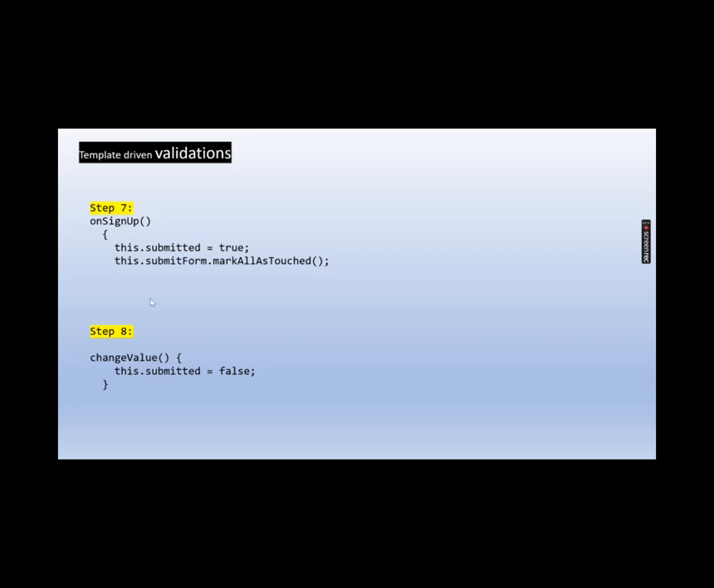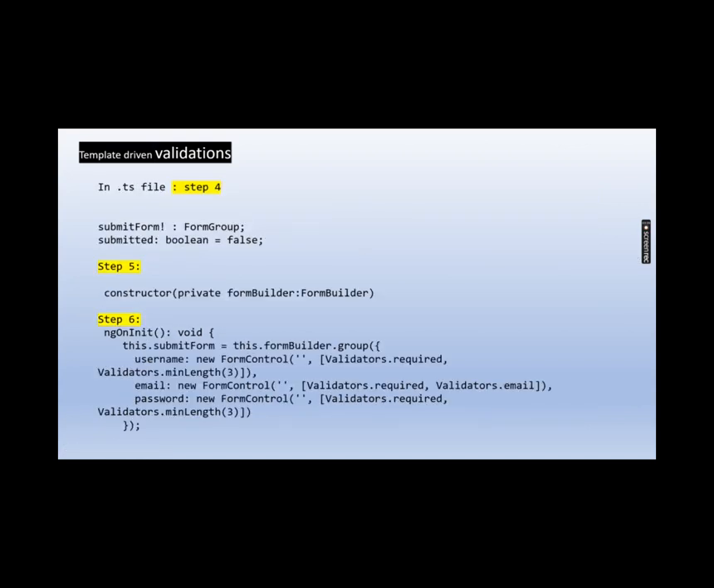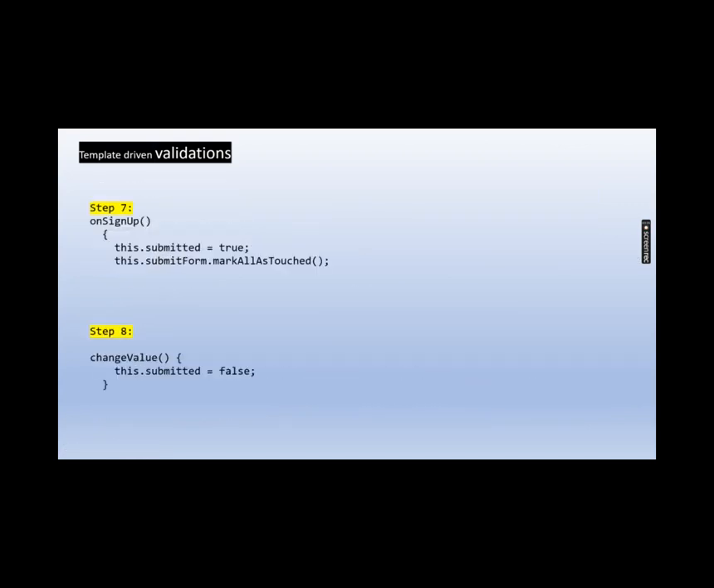So step 7, onSignUp method. The onSignUp method we defined in the very first step. So if you go to the first step, onSignUp, this is the method we need to define in the .ts file. Once we submit, then that form has all the values filled: username is entered, email properly entered, and password entered, then we have to make this.submitted equal to true. So we have defined this.submitted equal to true.